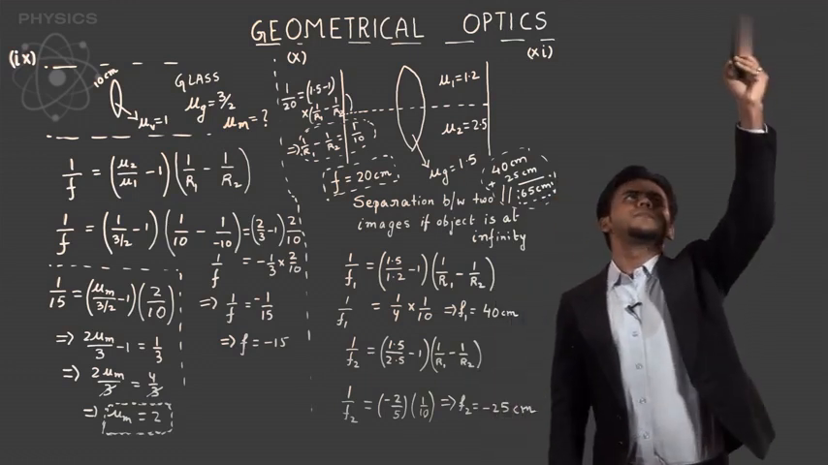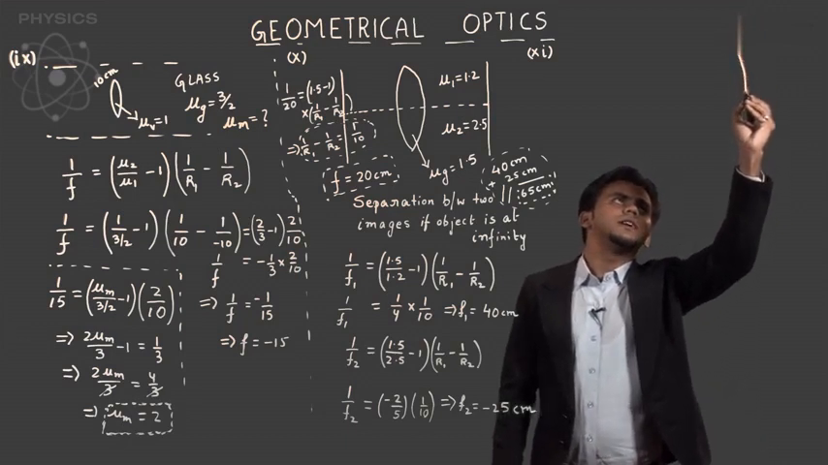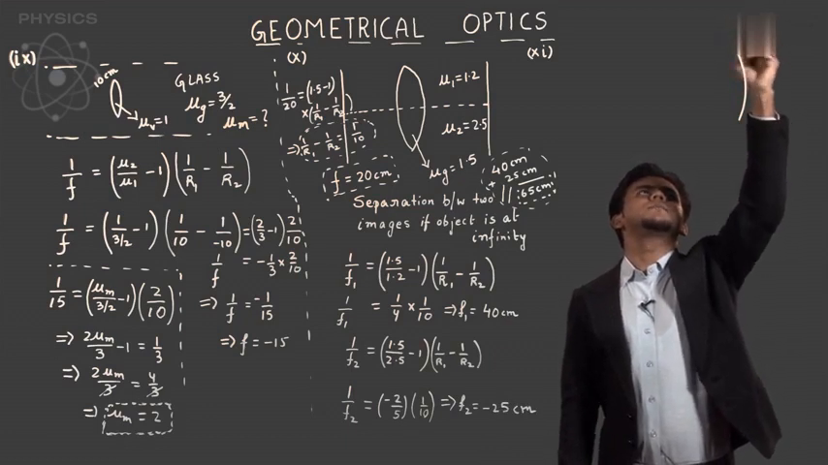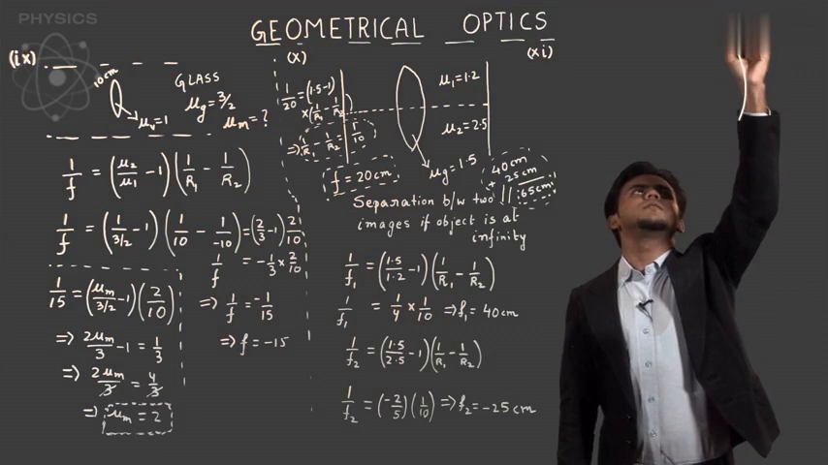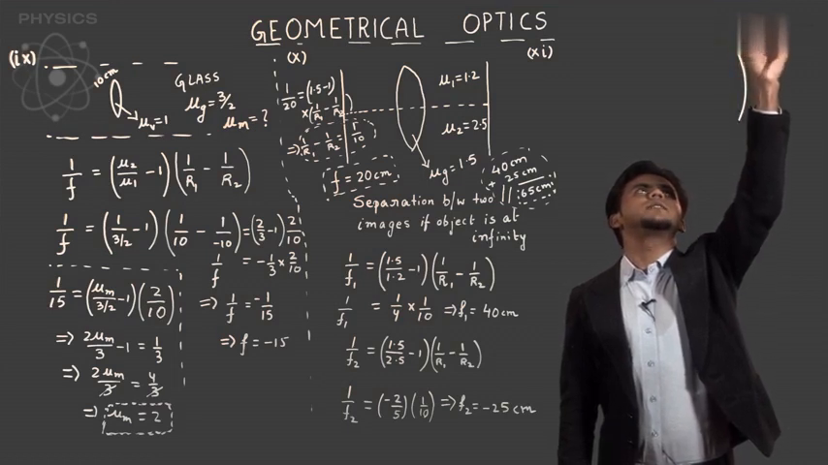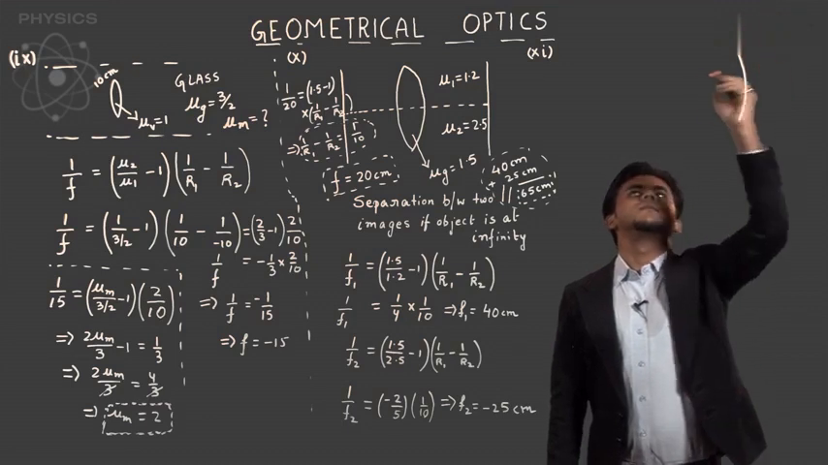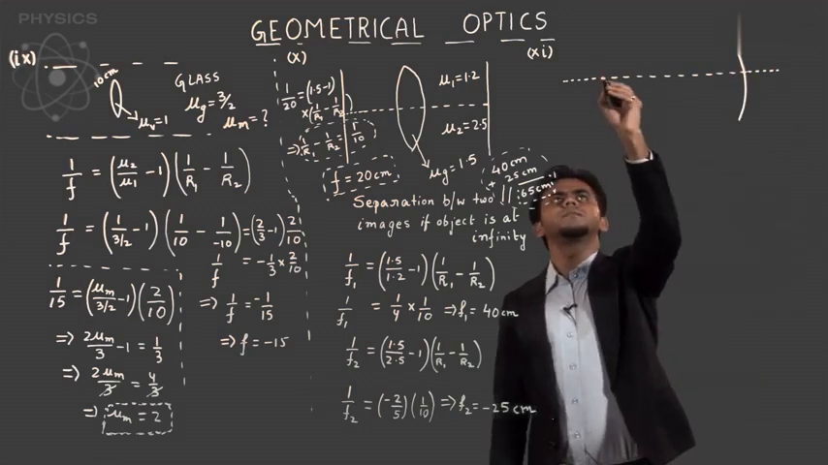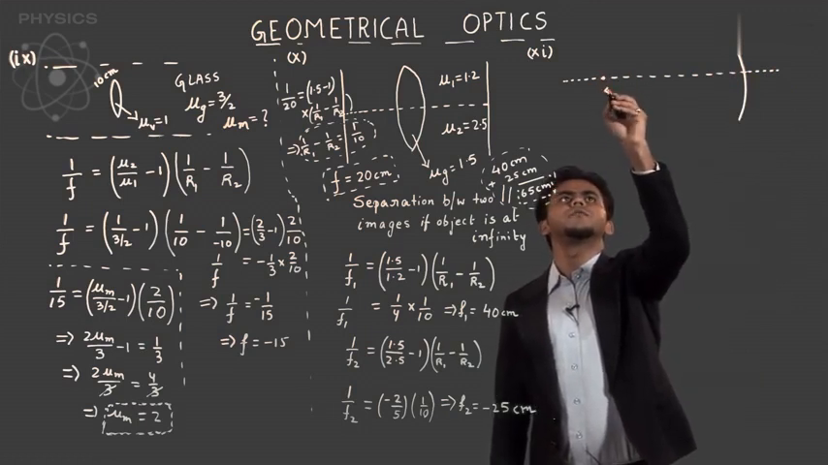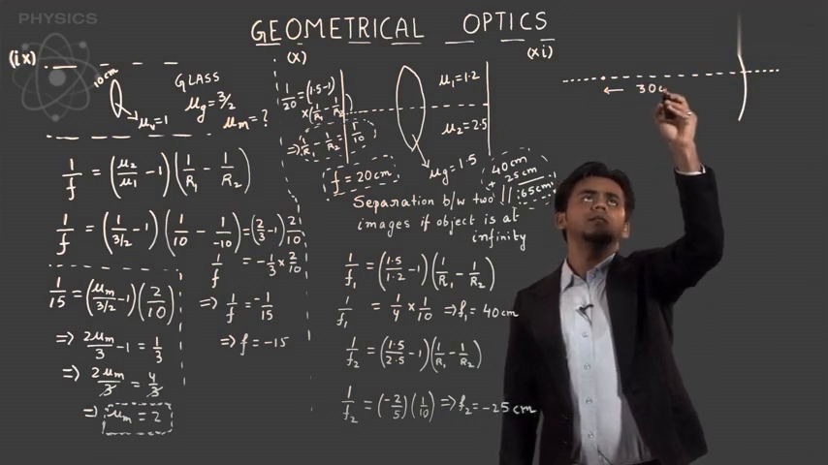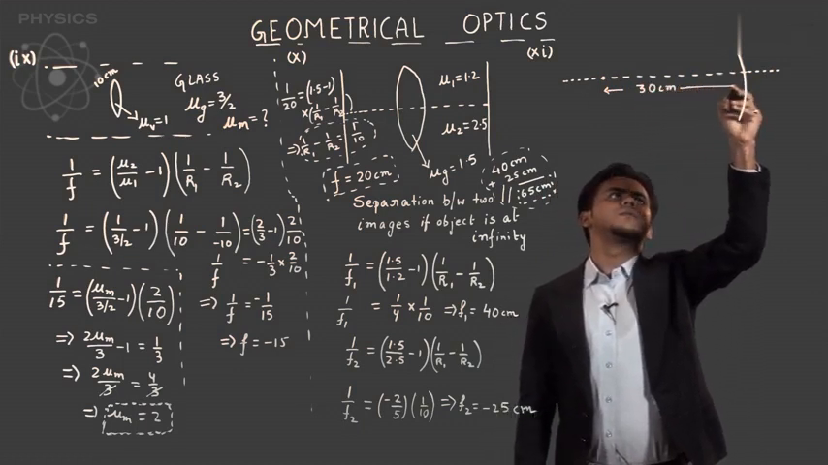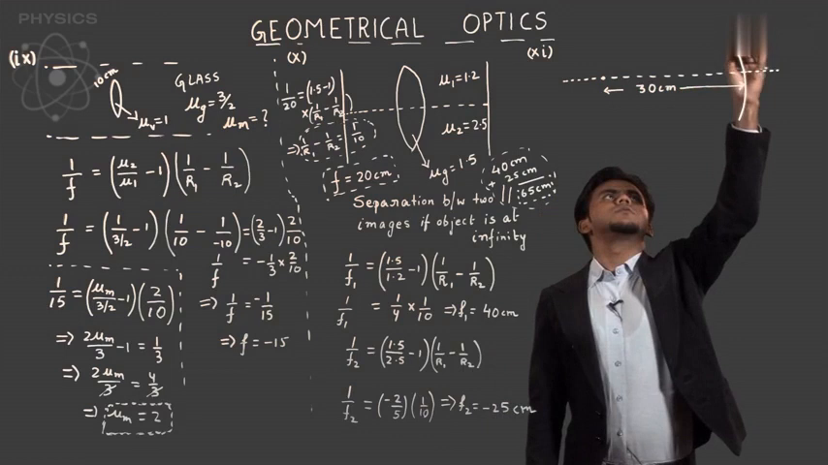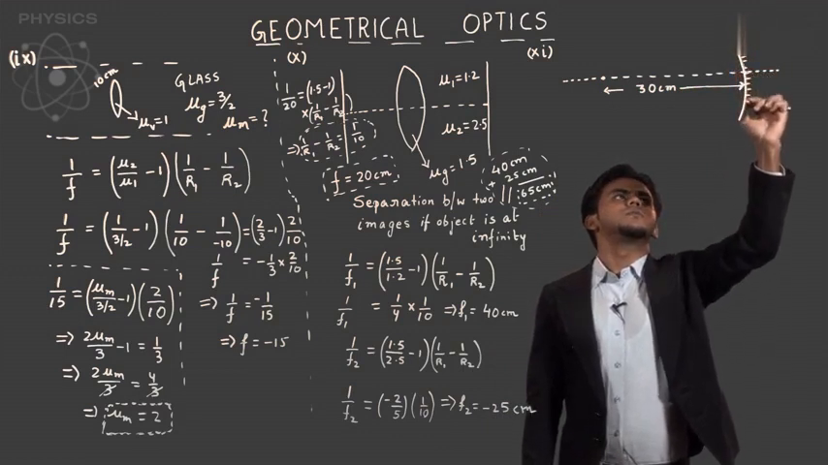So let's say you have a concave mirror over here of 10 centimeters focal length. When I say concave, naturally it should be negative 10 centimeters, and I have kept the object 30 centimeters away from the pole of the concave mirror. This is a mirror, so just shade it through or else you'll get confused. Silver it through.